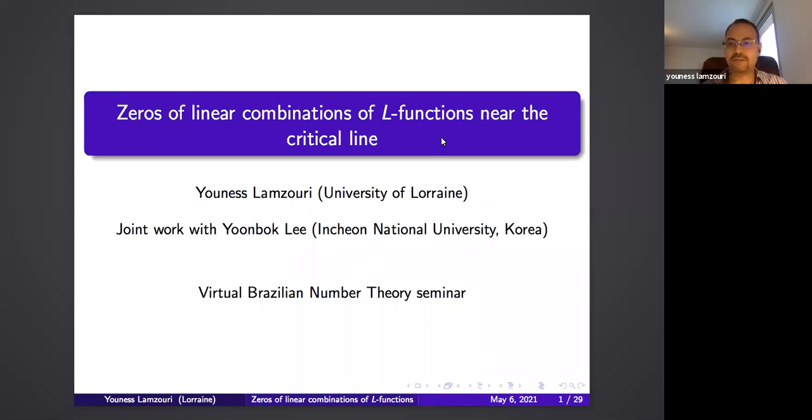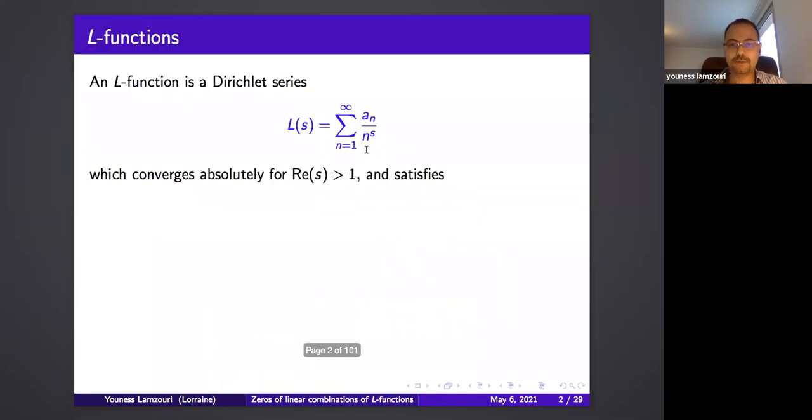So first, let me start by defining what an L function is roughly, and then we'll see later the correct assumptions that we're going to use for L functions in general.